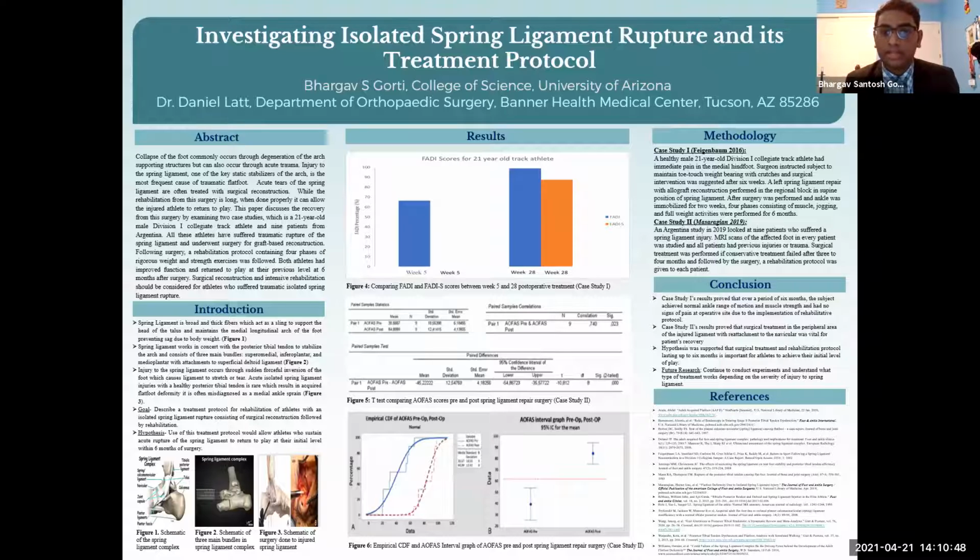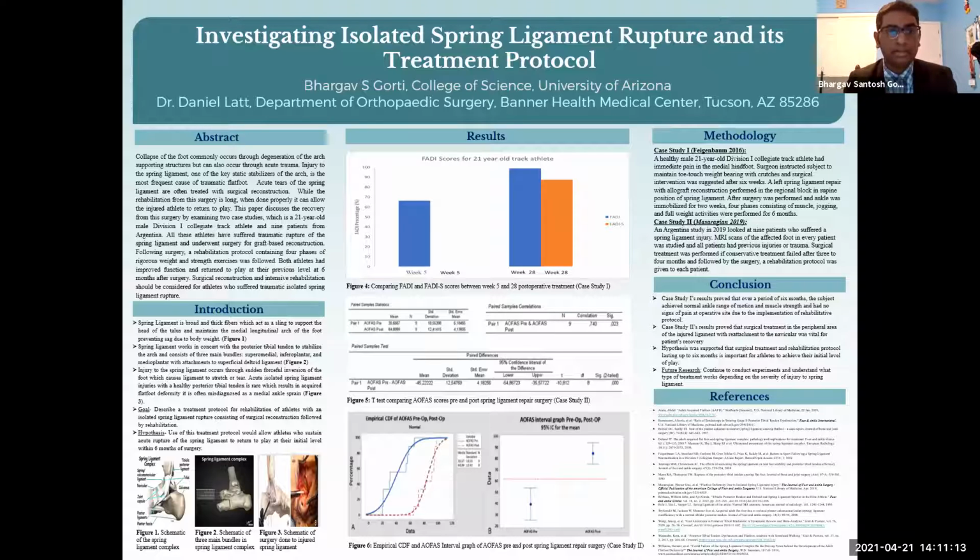A spring ligament is a thick, wide band of connective tissue that supports the medial longitudinal arc of the foot. It fills the gap between the calcaneus and the navicular bone. And this is the calcaneus and this is the navicular bone, as it attaches from the sustentaculum tali of the calcaneus to the medial plantar surface of the navicular bone.